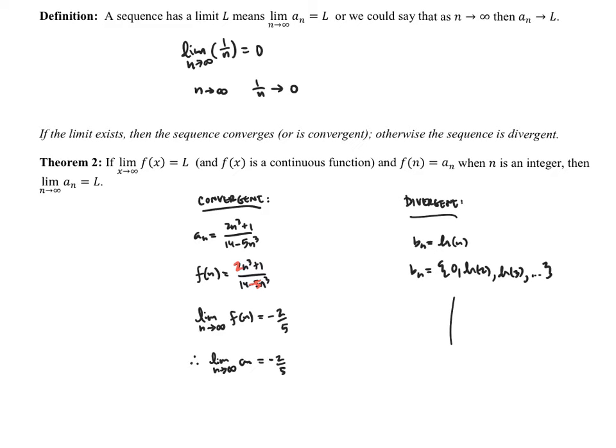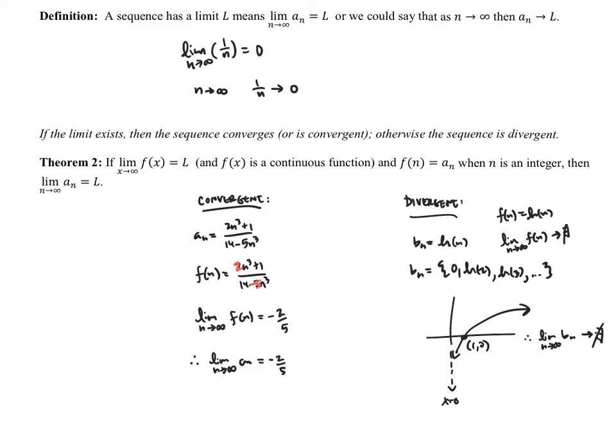Now, the graph of natural log looks like this. Here is the point (1, 0), and there's a vertical asymptote at x equals 0. Does the natural log have a horizontal asymptote? The answer is no. So if I call f of n the natural log of n, the limit as n approaches infinity of f of n doesn't exist. Therefore, the limit as n approaches infinity of b sub n also does not exist.